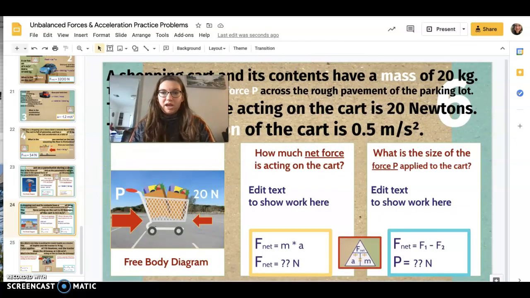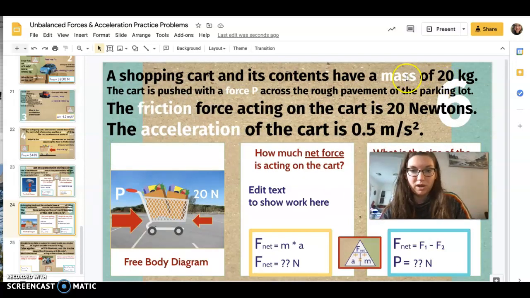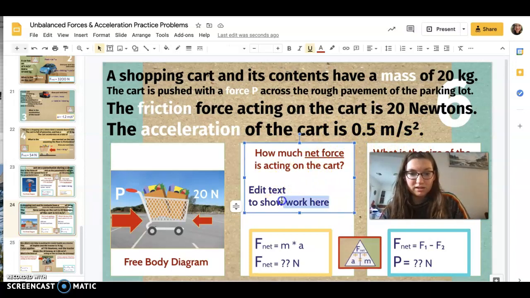Okay. A shopping cart and its contents have a mass of 20 kilograms. The cart is pushed with a force P across the rough pavement of the parking lot. The friction force acting on the cart is 20 newtons. The acceleration of the cart is 0.5 meters per second squared. So how much net force is acting on the cart?